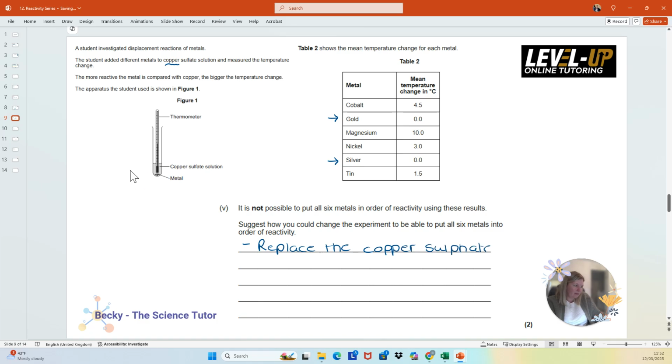and we want it with something less reactive than silver. Because if we can produce a reaction, we can get a temperature change, and then we've got some data to draw up a conclusion.